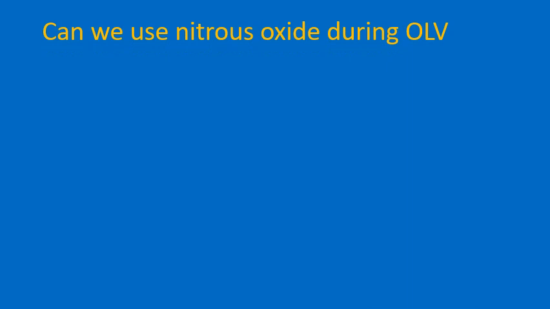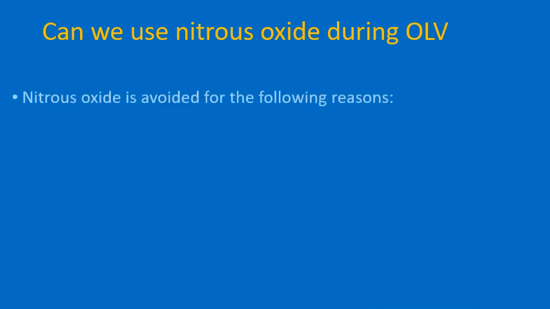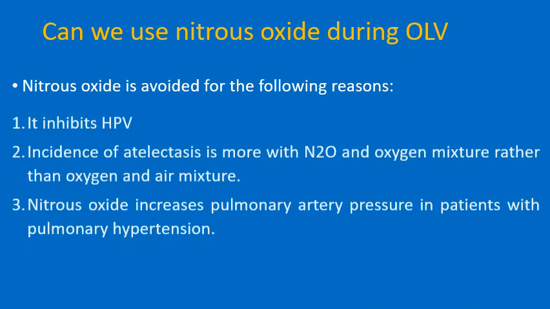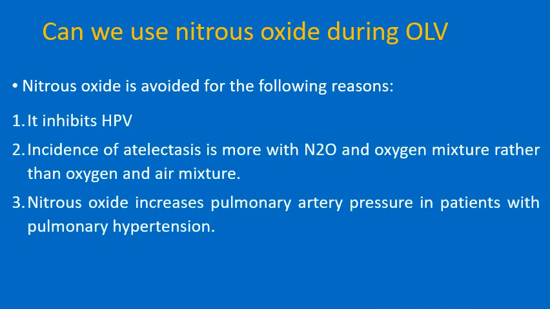Now coming to, can we use nitrous oxide during one lung ventilation? The answer is no. We should not use nitrous oxide during one lung ventilation, because nitrous oxide inhibits HPV, and the incidence of atelectasis when an oxygen-nitrous oxide mixture is used is more when compared to an oxygen and air mixture. And also nitrous oxide increases the pulmonary artery pressure in patients with pulmonary hypertension.